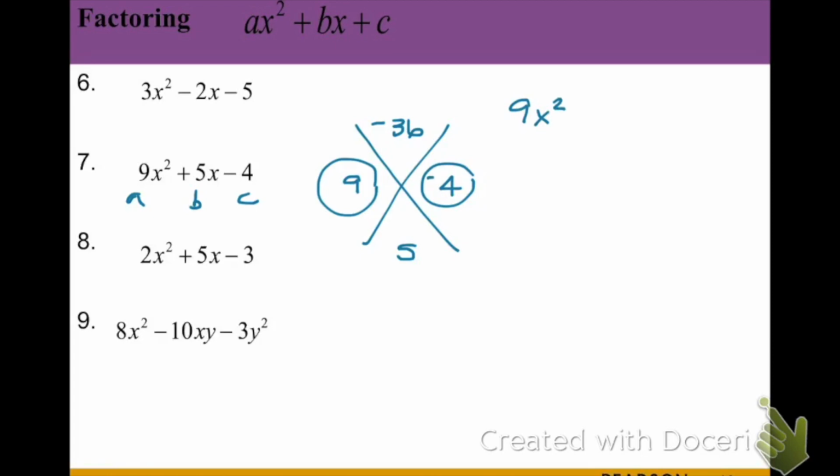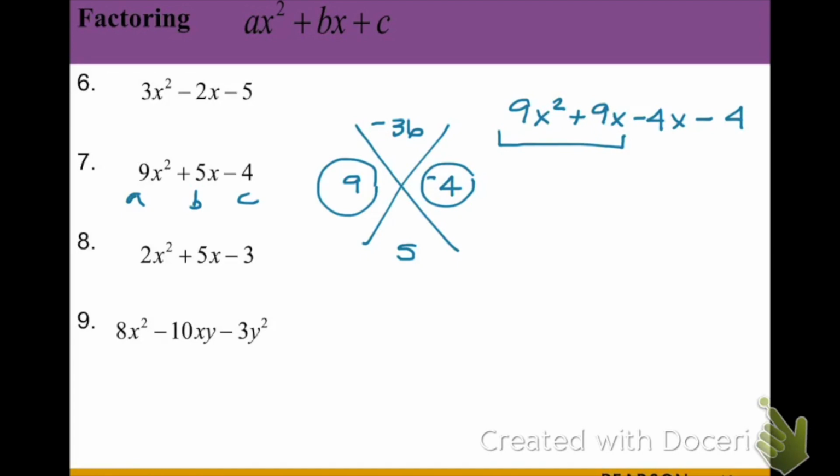In this case, we need to have a -4 since the 5 is positive. So we're going to replace our middle term with the two numbers we found. In this case, 9x squared plus 9x minus 4x minus 4. And then we're going to continue with our grouping.